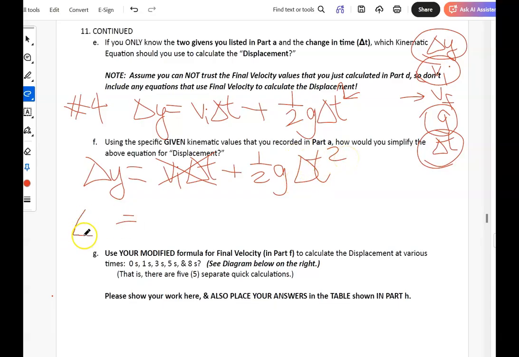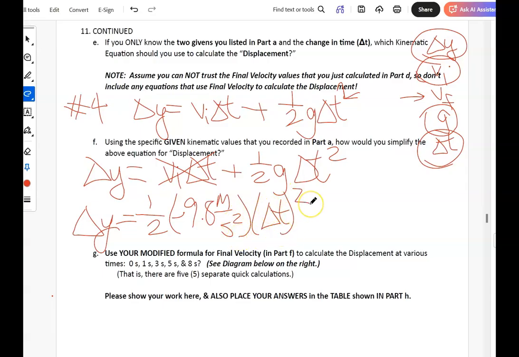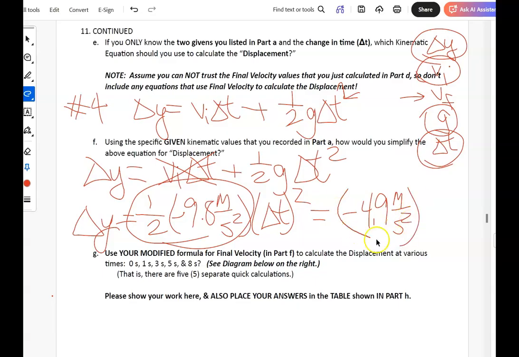Well, now we just replace the g with the value we know for g. So 1/2 times our g, which is negative 9.8 meters per second squared, times our change in time squared. We can simplify this further by just multiplying these two numbers together. We would get negative 4.9 meters per second squared, in other words, half of g, times our change in time squared. And that's a much more simplified version of the same equation.